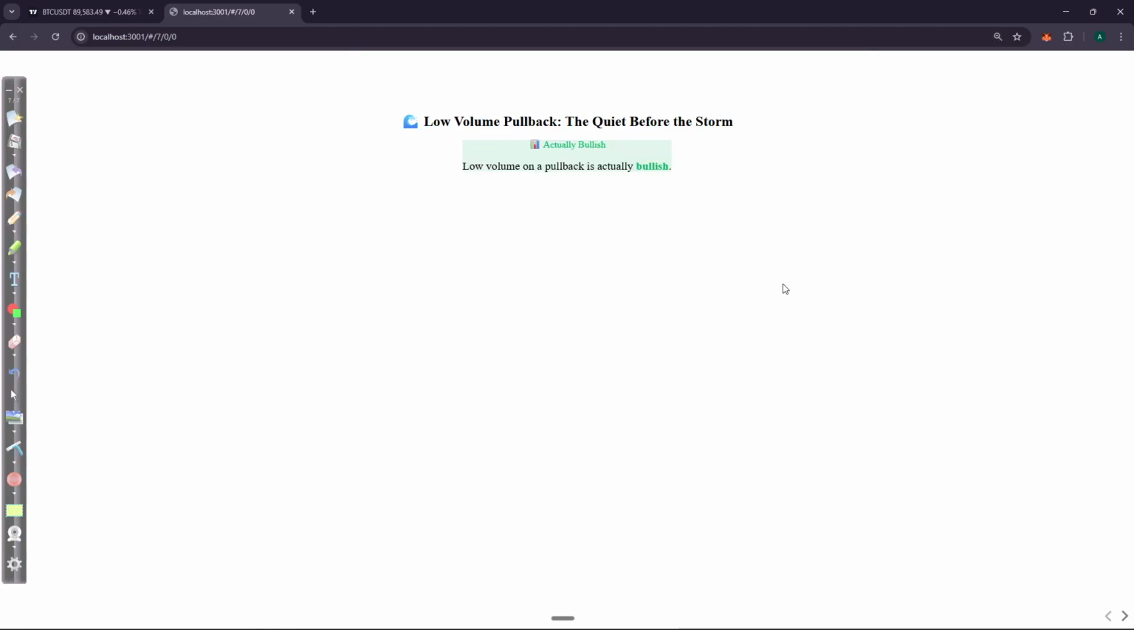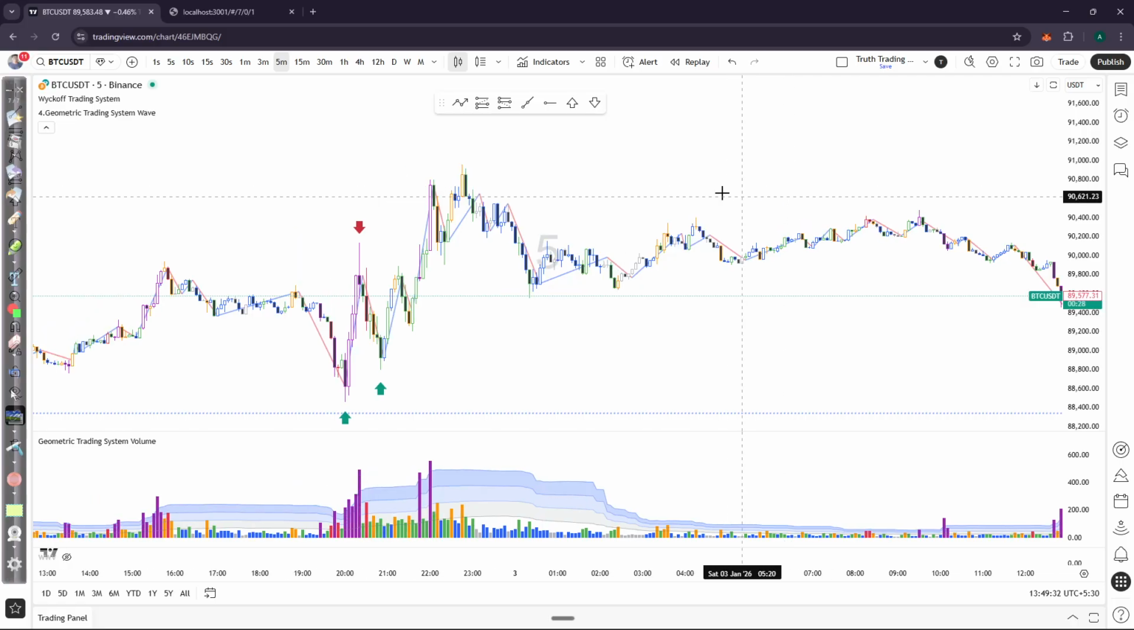Now we're looking into the low volume pullback. Okay, we talked about high volume. Now, what about low volume? Low volume on a pullback is actually bullish. Now, let me show you. Okay, so low volume on uptrend.